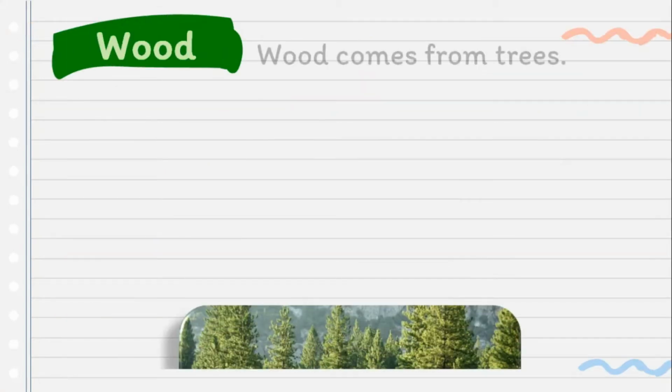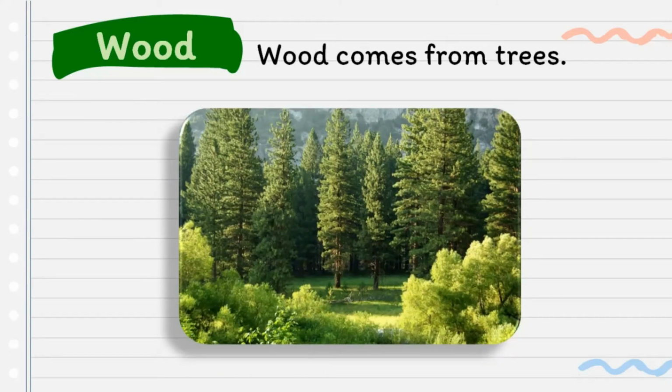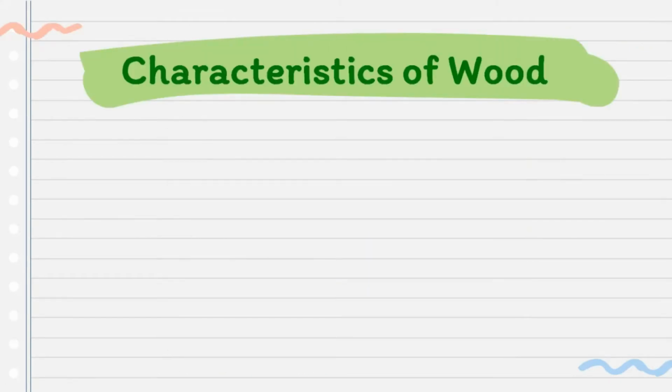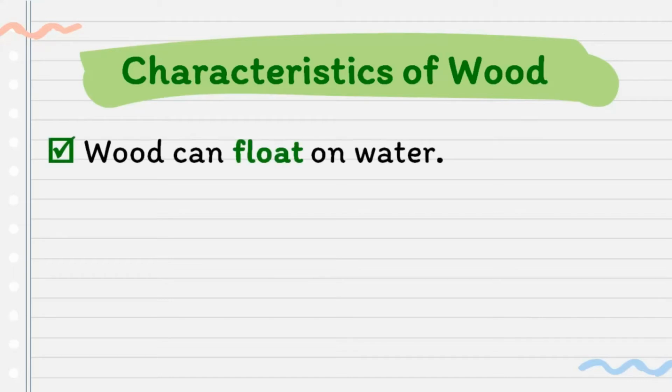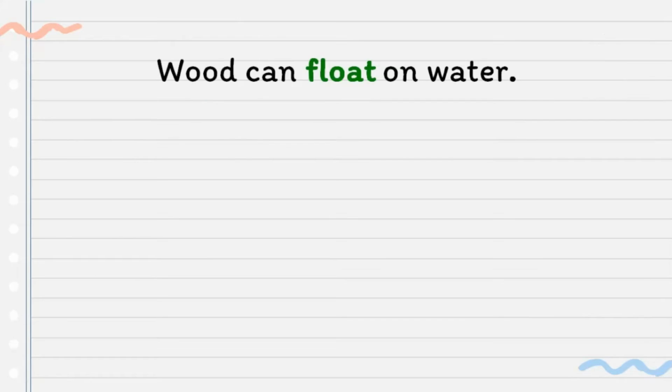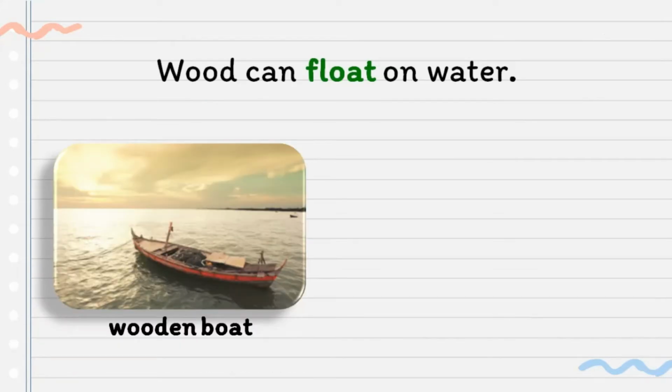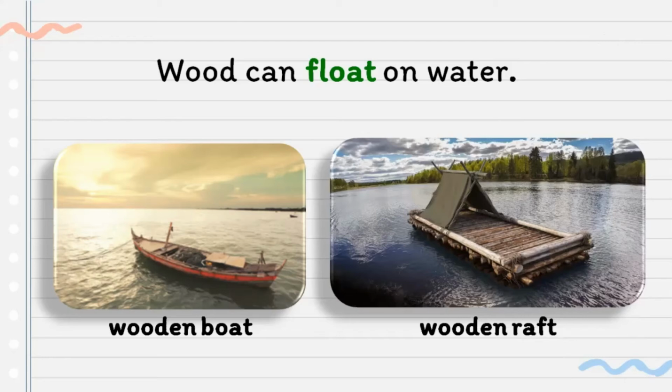The next material is wood. Wood comes from trees. Now let's take a look at the characteristics of wood. Number 1. Wood can float on water. Since wood can float on water, we use it to make wooden boats and wooden rafts.